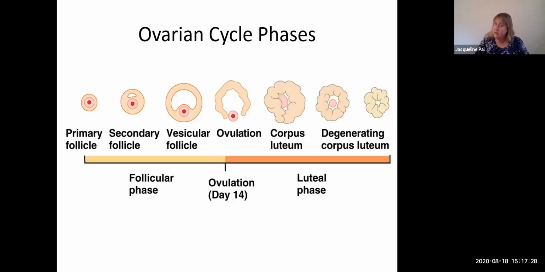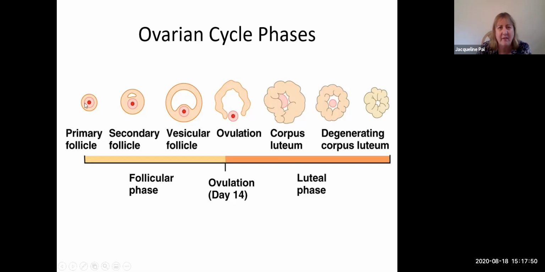All right, now that we understand the ovary and the follicle stages, let's talk about the ovarian cycle. There are three parts to the ovarian cycle: there are two phases and there's the dividing line between them. So first, let me show you at top what is happening with the ovary.